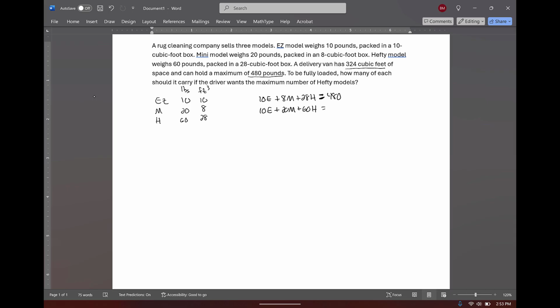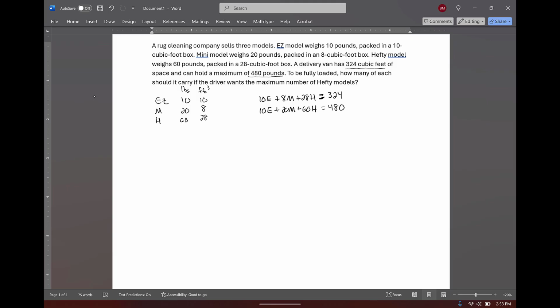All right, so good, I just caught that mistake. The first equation that I just wrote was the space restriction. That first equation was 10e, 8m for the mini, and 28h for the hefty, in cubic feet, and that cannot be more than 324 cubic feet. And then that second equation was the weight restriction.